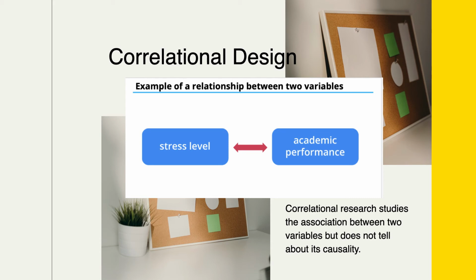There are two main situations where you might choose to do correlational research. The first one is if you want to find out if there is a relationship between two variables, but you don't expect to find a causal relationship between them. The other one is if you think there is a causal relationship between two variables, but it is impractical or unethical to conduct experimental research that manipulates one of the variables.